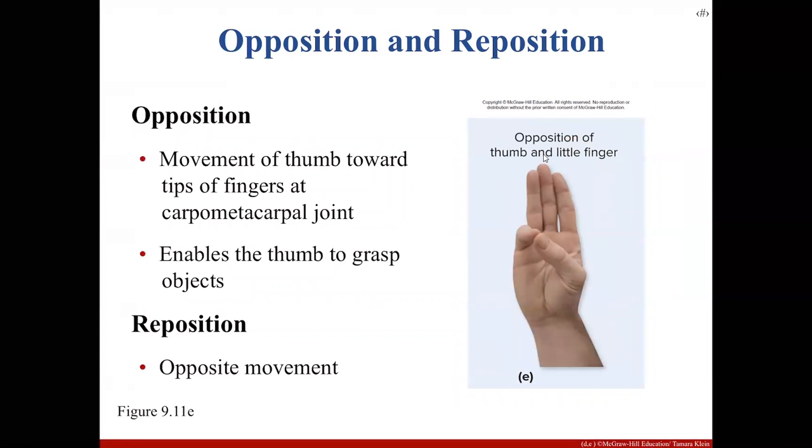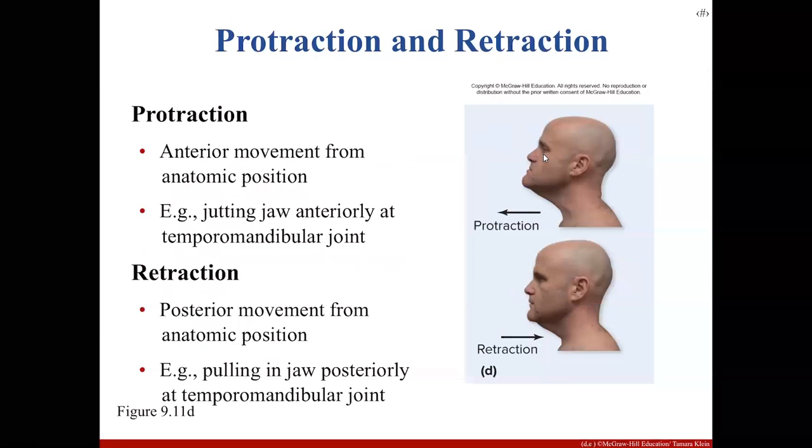Opposition is when you move your thumb to your little finger, or to the tips of your fingers. They say we have opposable thumbs, which means we can do this. We can grasp small objects with our thumbs, and if you didn't have this, you'd have challenges: it would be harder to write, harder to use a mouse, harder to use your phone, all that kind of stuff. And that is it.